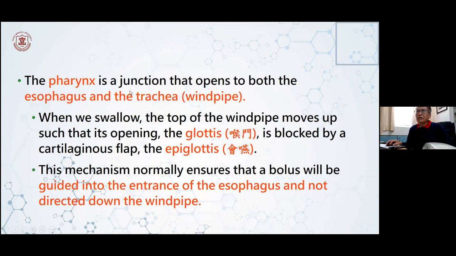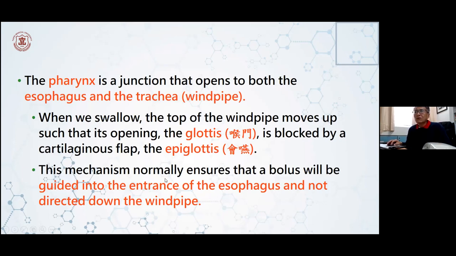So in the pharynx, there is an opening called the glottis, and it is covered by a cartilage-like structure called the epiglottis. So the glottis and the epiglottis will control the opening of the trachea and control the food, so it safely moves into the esophagus, not into the trachea. If the food goes into the trachea, it will cause a very serious and uncomfortable problem, and maybe it will induce inflammation of the lung.